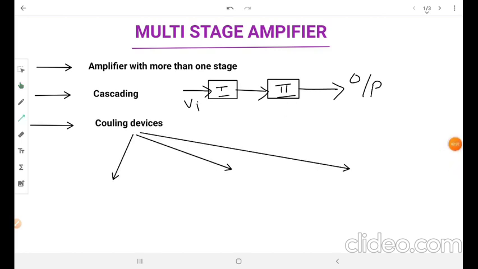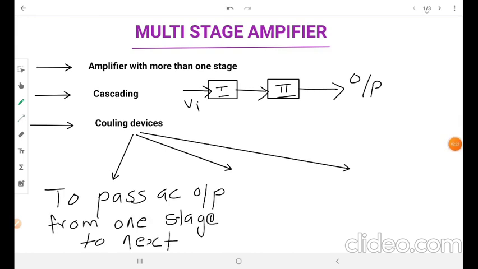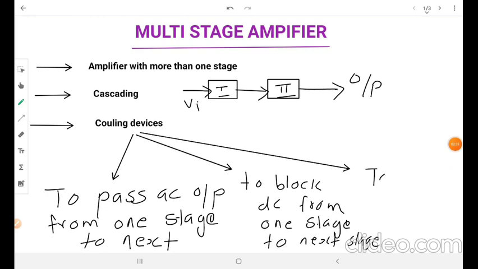So we can say that these coupling devices are used to pass the AC output from one stage to the next stage, or to block DC from one stage to the next stage. So coupling devices are used to isolate DC conditions.